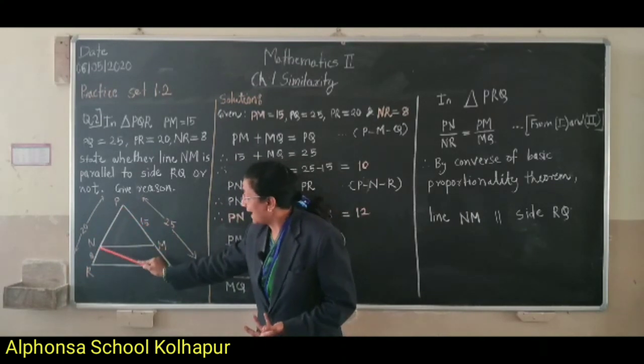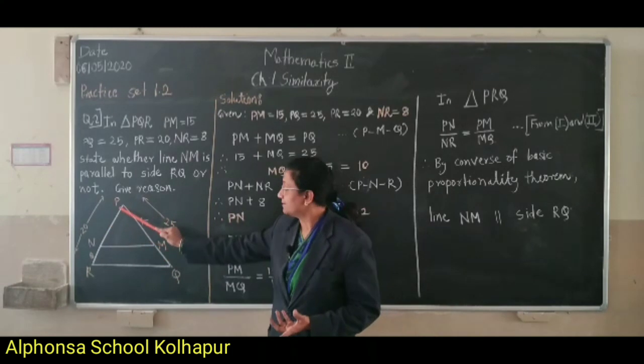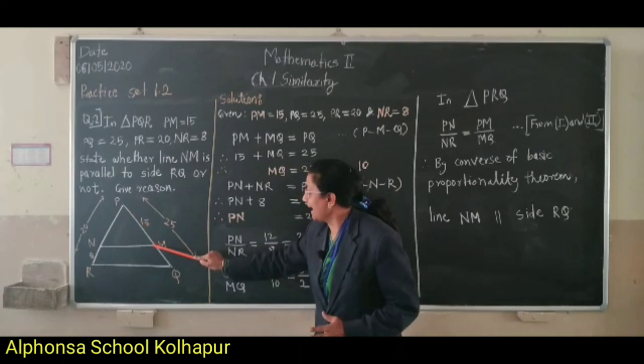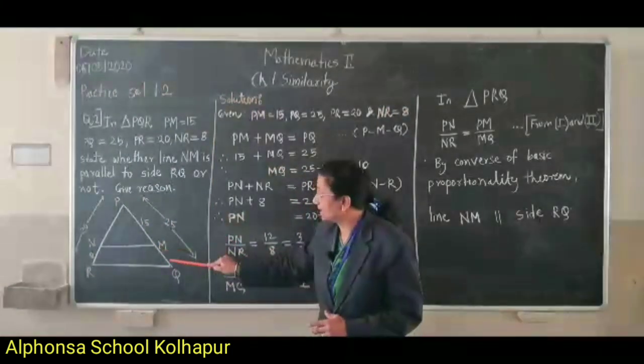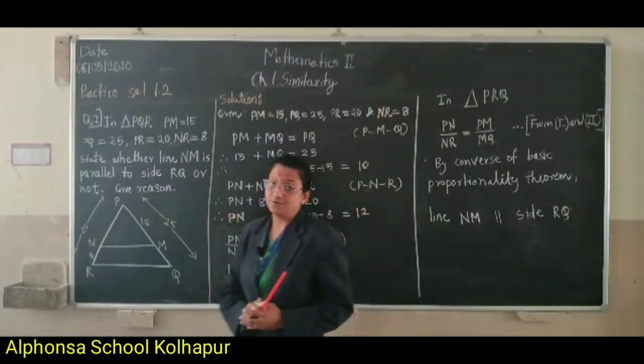as P, N and R are collinear, from that we can get the value of PN. In a similar way here, P, M, Q are collinear, so from that also we can get the value of segment MQ. So let us try to write this down.